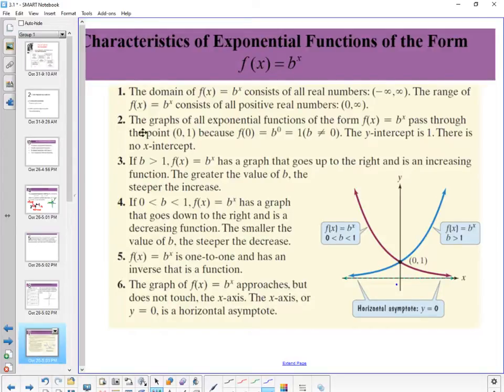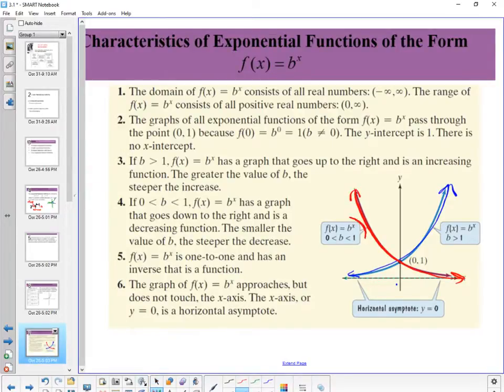The graphs of these exponential growth models will always cross through the point (0, 1). And I think I talked about why already. No matter what you put in, anything to a 0 power will always be 1. The blue model is exponential growth. The red model is exponential decay.